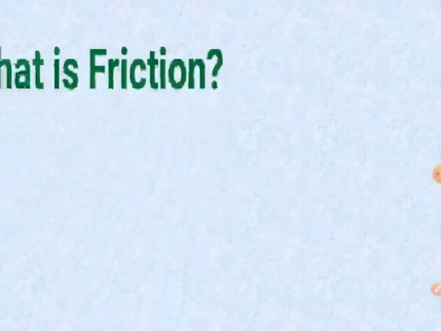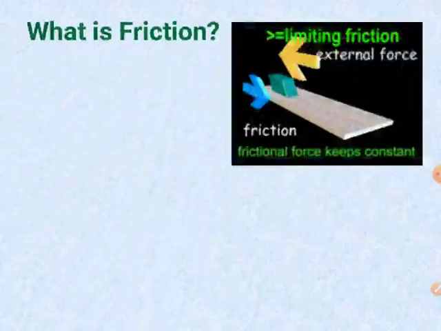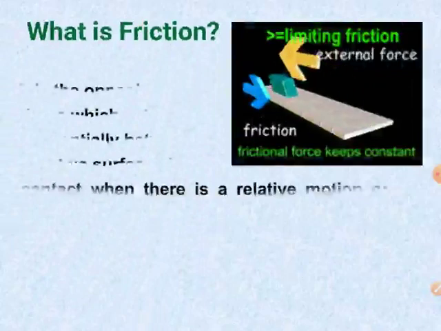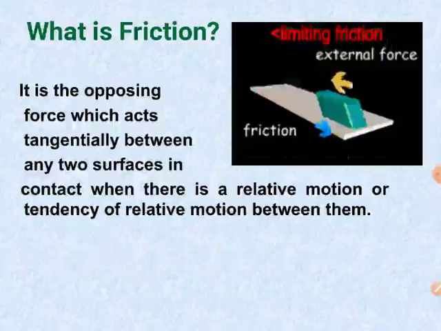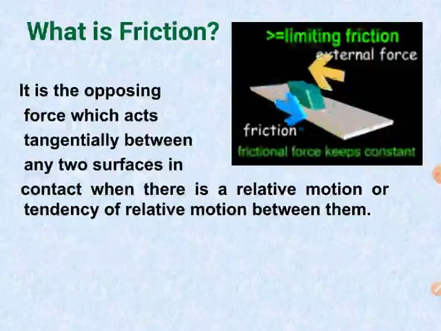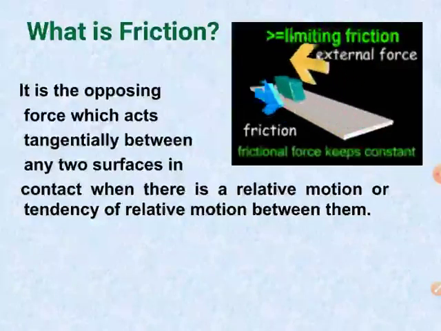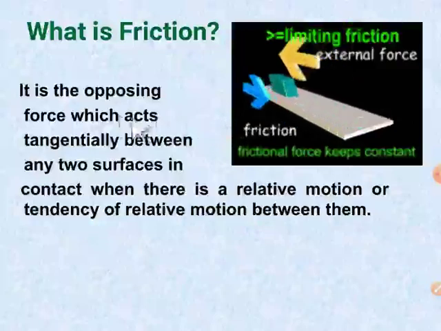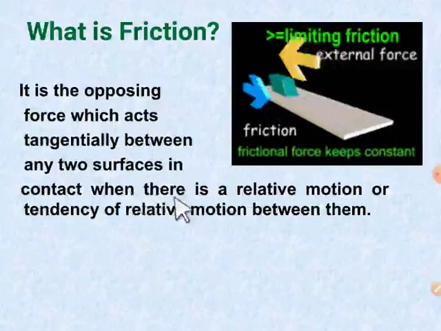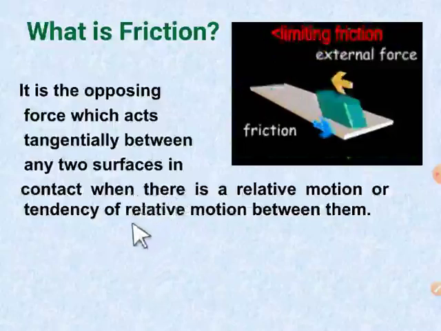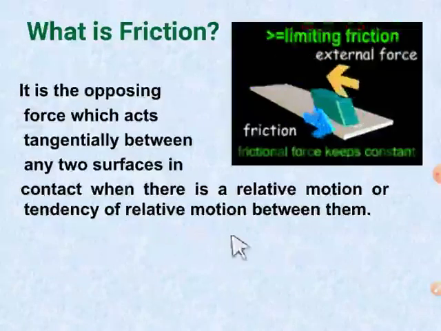Now, what is meant by friction? Friction is the opposing force experienced between two surfaces in contact when one body moves or slides, or tends to move or slide, over another body. So we can define friction as the opposing force which always acts tangentially between any two surfaces in contact whenever there is a relative motion or tendency of relative motion between them.